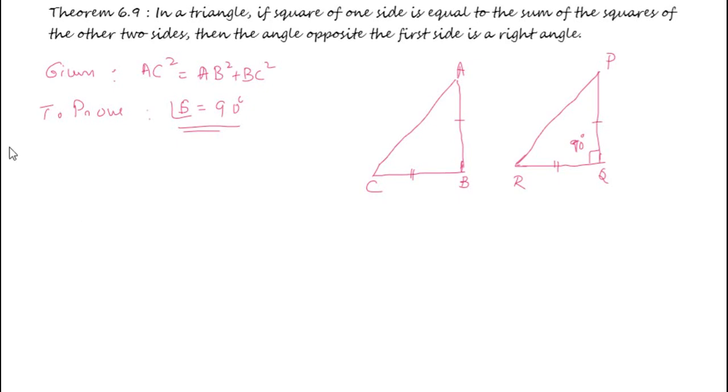Now let us construct a right angle triangle PQR with the angle Q equal to 90 degree and PQ equal to AB and QR equal to BC. This side equal to this side equal to this. Now join PR.